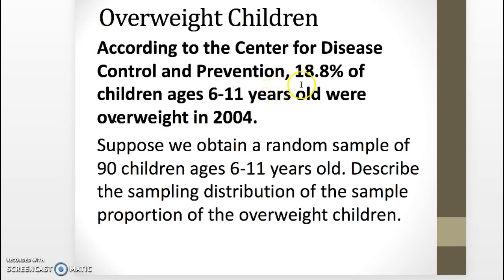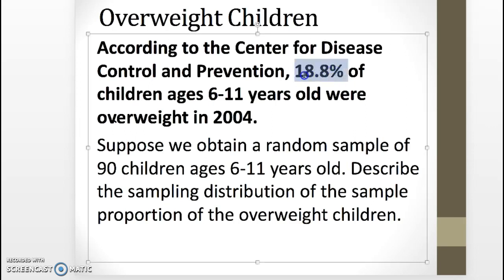So let's look at a specific example and see how this applies. According to the Center for Disease Control and Prevention, 18.8% of children ages 6 through 11 years old were overweight in 2004. So notice my context gives me a percent, which we can think about as translating into a proportion. We'll just kind of go back and forth between the two, whichever makes more sense to actually use in the context of our problem. A lot of times when we're describing, we'll use a percent, but in our calculations, we'll turn it into a proportion.